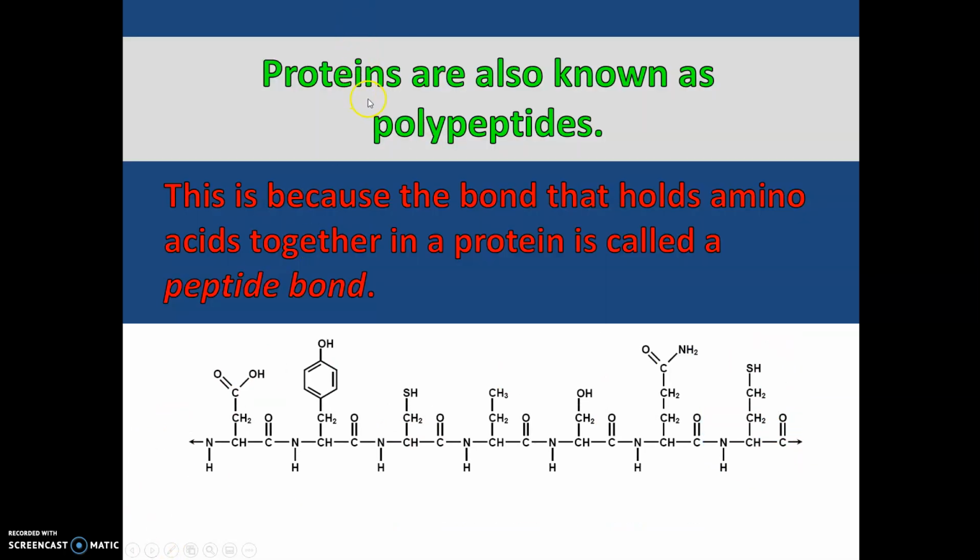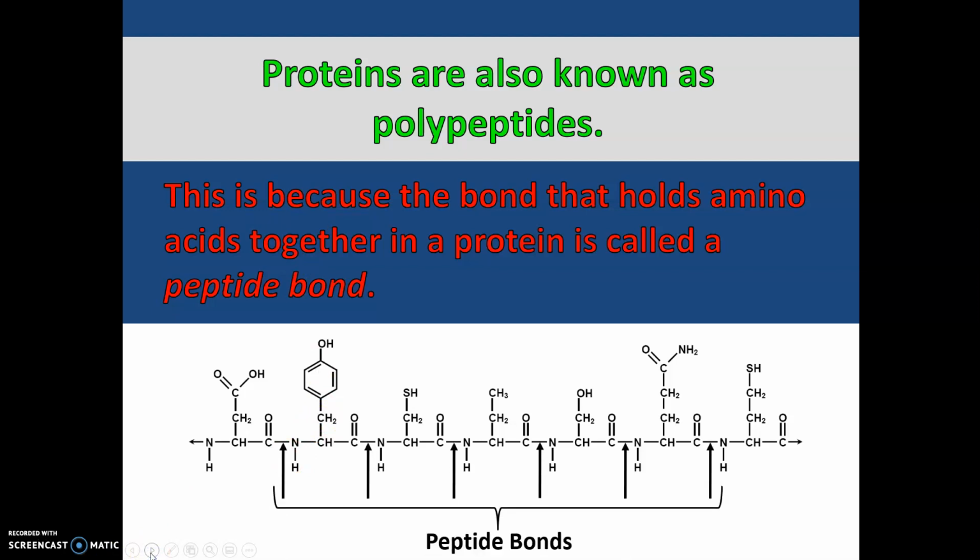So we can also call proteins polypeptides, and the reason we call them that is because the bond that holds the amino acids together in a protein is called a peptide bond, and you can see that right there.